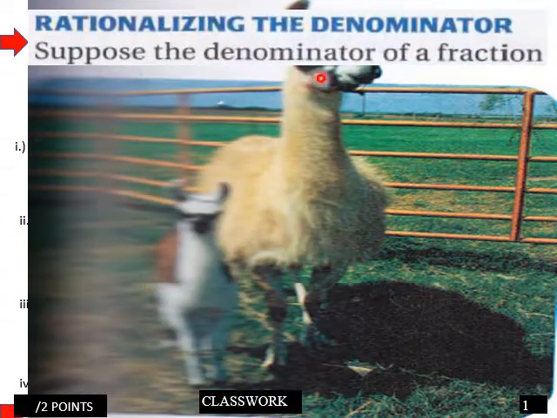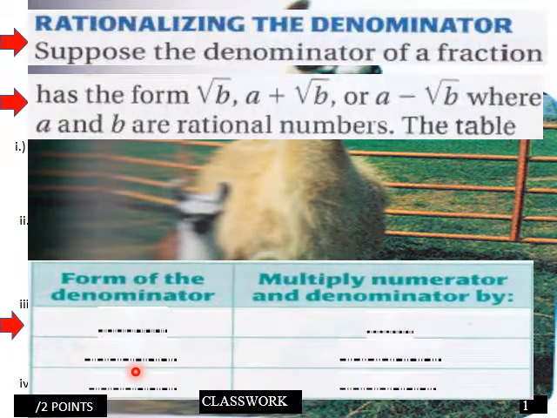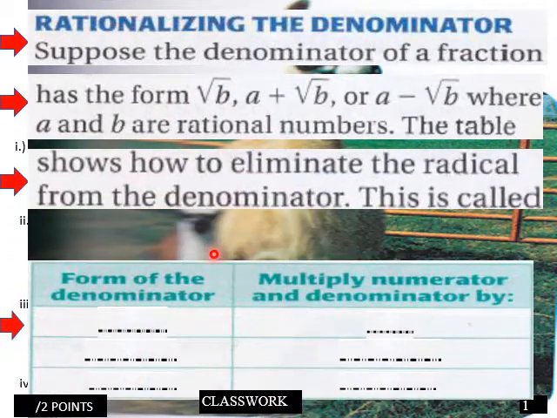So rationalizing the denominator is something that we need to know if we're going to be handling square roots. Suppose the denominator of a fraction has the form of square root of b, a plus square root of b, or a minus square root of b, where a and b are rational numbers. The table here shows how to eliminate the radical from the denominator.